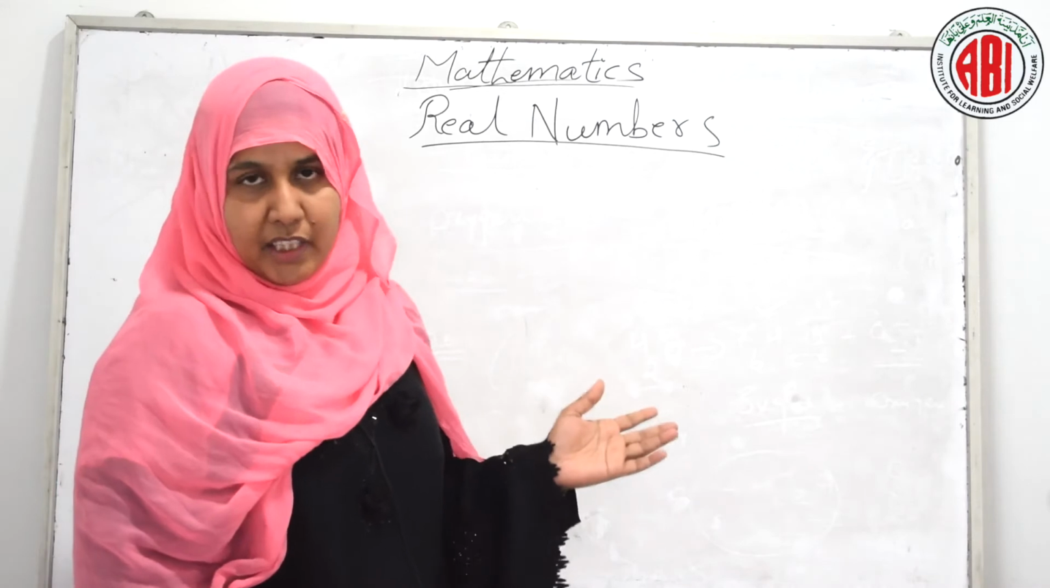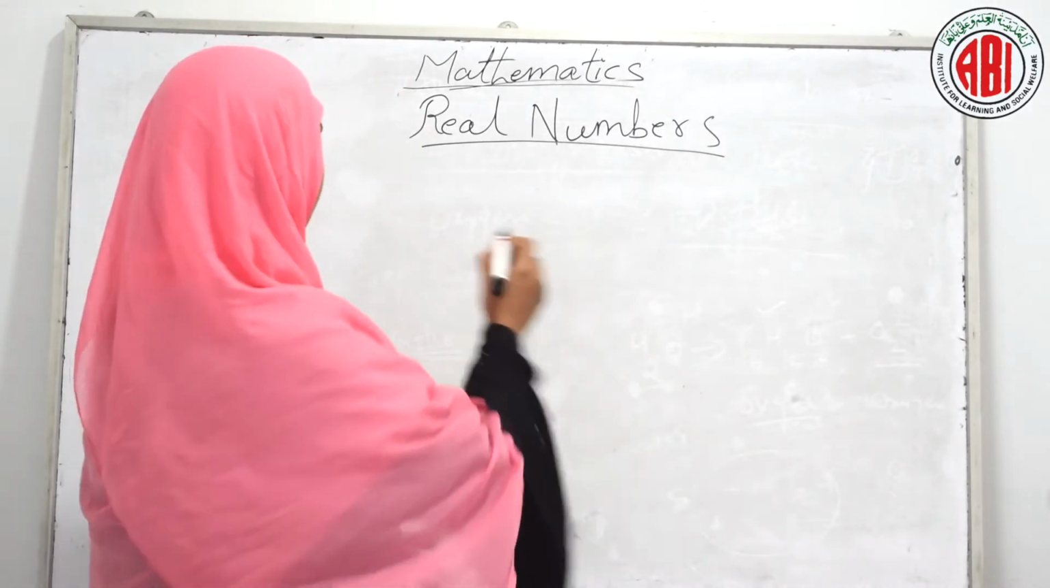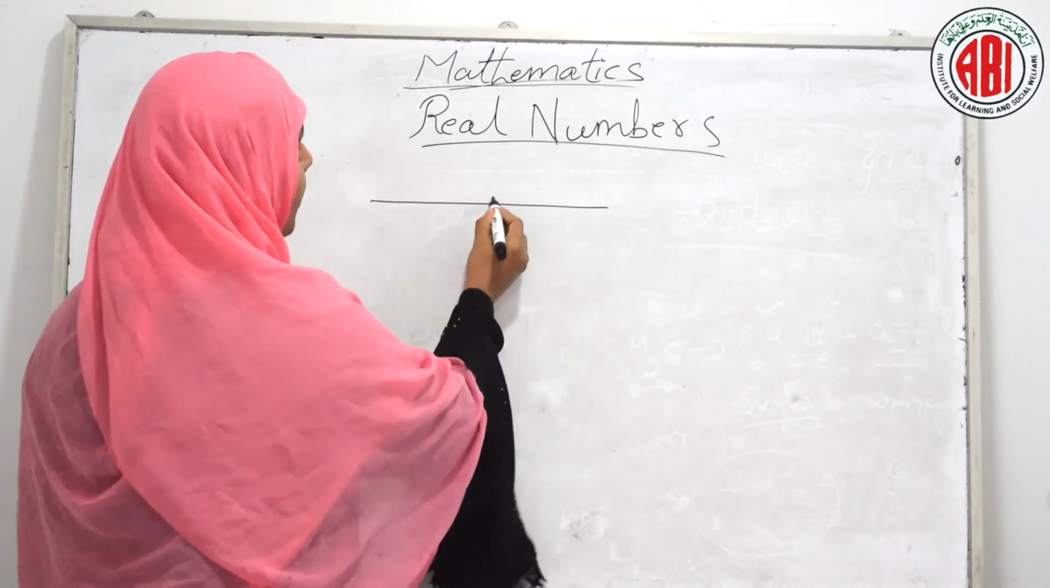Today we are going to learn about real numbers, first chapter of 10th class mathematics. To understand real numbers, we have to understand what a number line is first. A number line is a line on which we put the numbers.